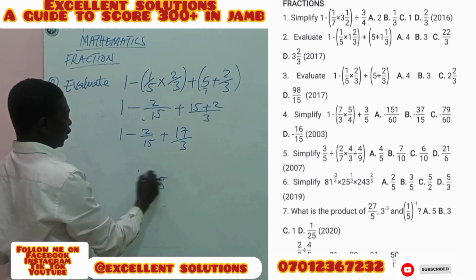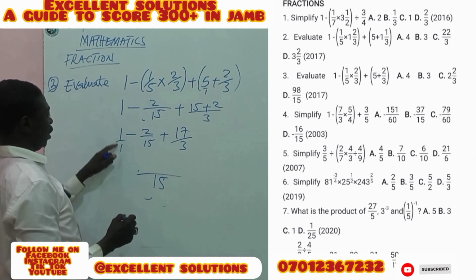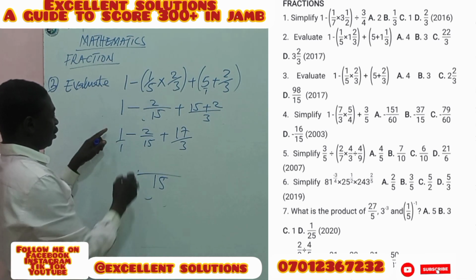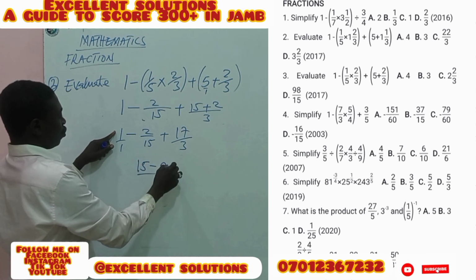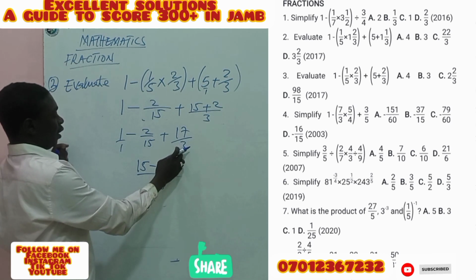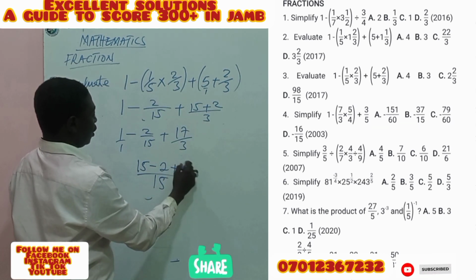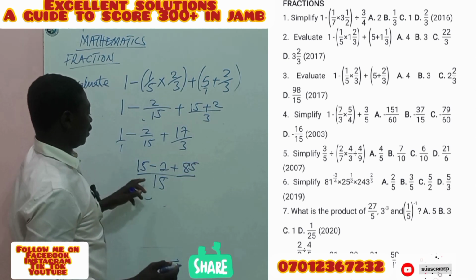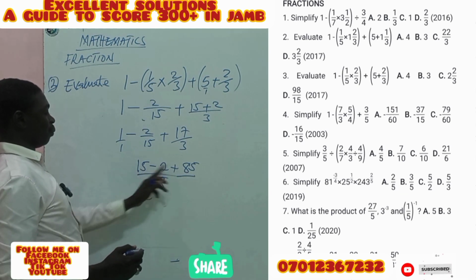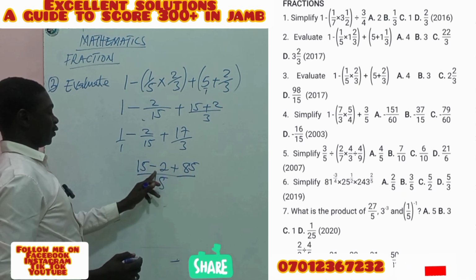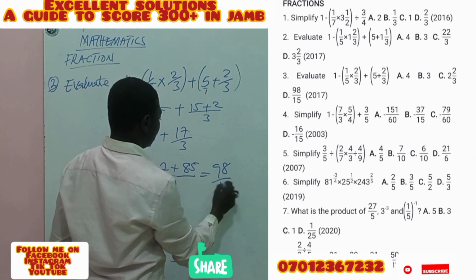So we now have 15 here. This is the same as over 1. 15 times 1, 15 divided by 1 is 15. So we now have 15, then minus 2 plus 15 divided by 3 is 5. 5 times 17, we have 85. So this one gives us 85. 15 plus 85, we have 100. 100 minus 2, we have 98. So this now becomes 98 over 15.